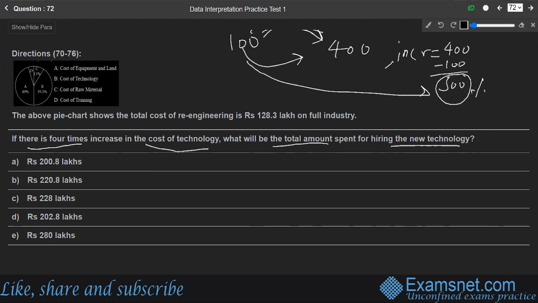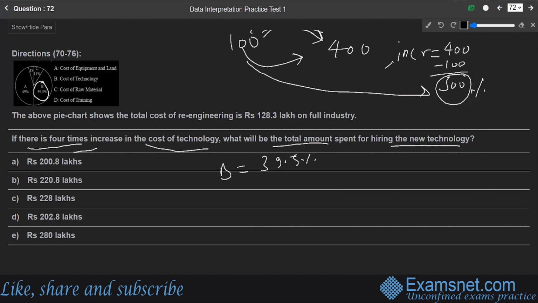So if there is a 4 times increase in the cost of technology, what will be the total amount spent for hiring the new technology? Let us find out the value. By now a 4 times increase is there. So what is the cost of technology right now? Cost of technology, as mentioned, is 39.5%. That is the B value. So this is the cost of technology.